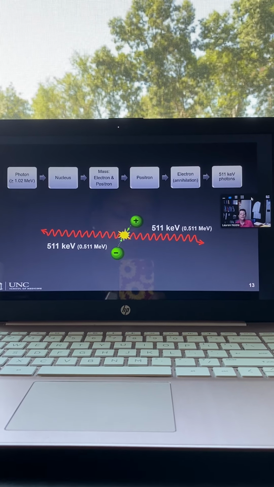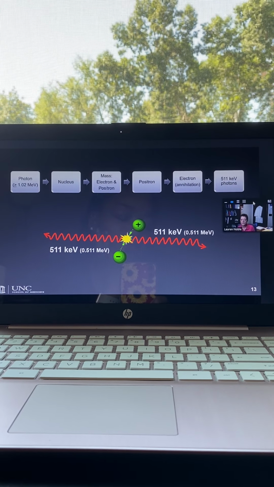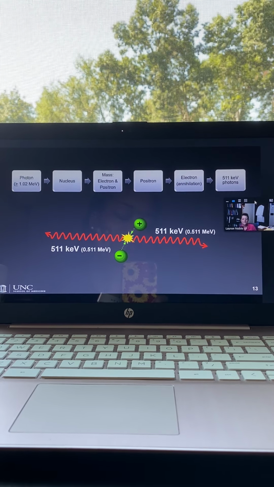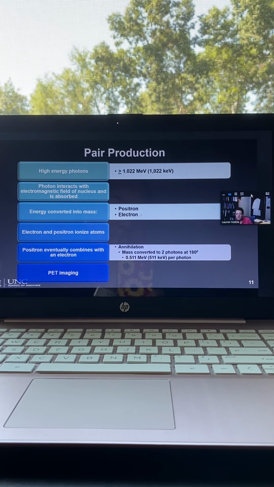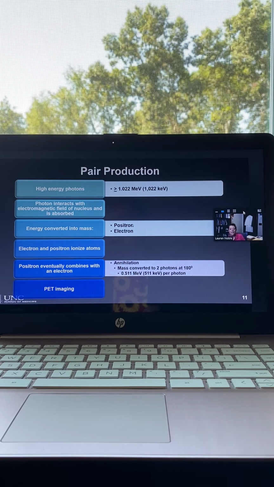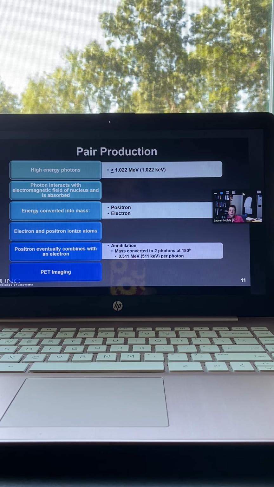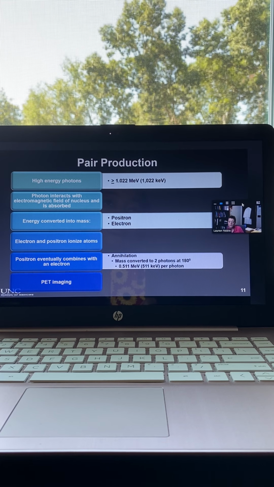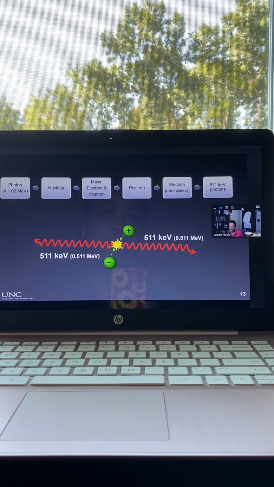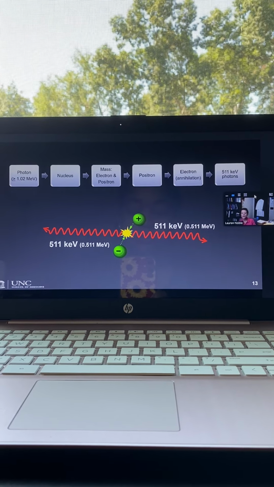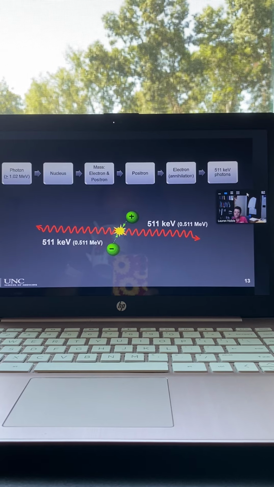So if you're asked on a test what interaction produces a positron and an electron, it would be what? Pair production. And the name is a hint. Pair production meaning we have a pair of particles that are produced, and ultimately we end up with a pair of photons. So if you're asked what interaction produces two photons, each with 511 keV worth of energy, that would be pair production. Okay.